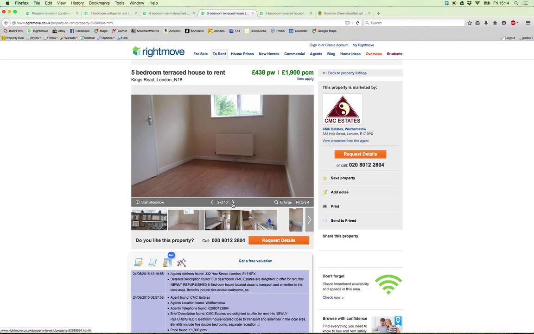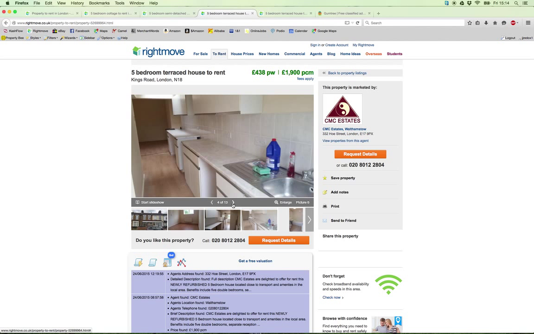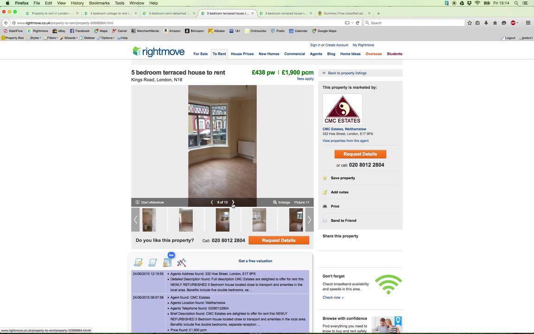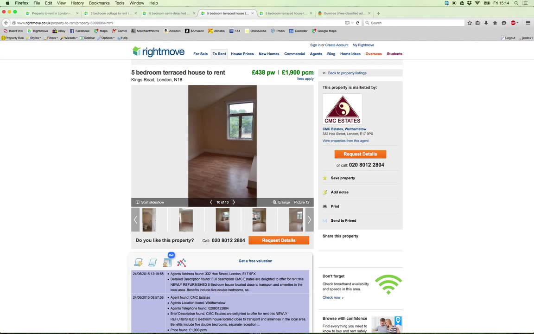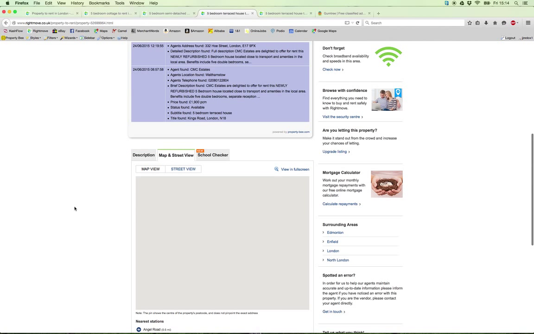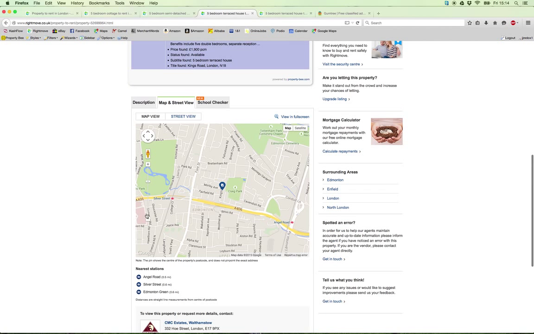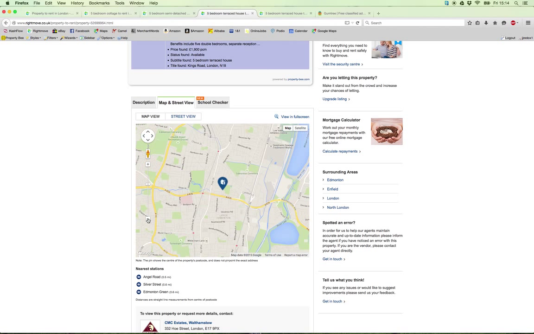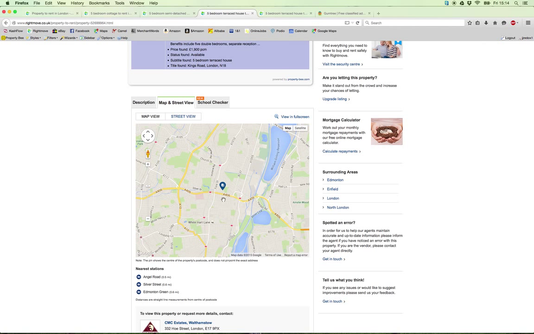This is one of them. We have a look at the inside, the quality. Okay, it's not that bad, it's clean, it's not great either. If we look at the map, we can see where it is. There's a station here, there's another one here. We can see how far it is from the station. Okay, as I said, this is in Edmonton, this is the area here. Alright, so this is where this house is.